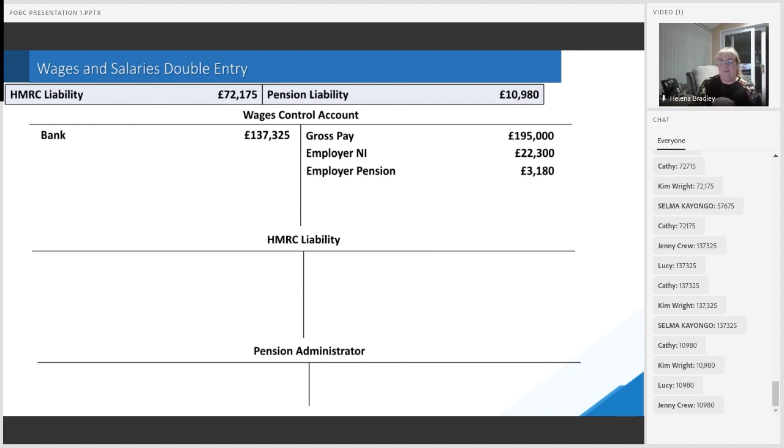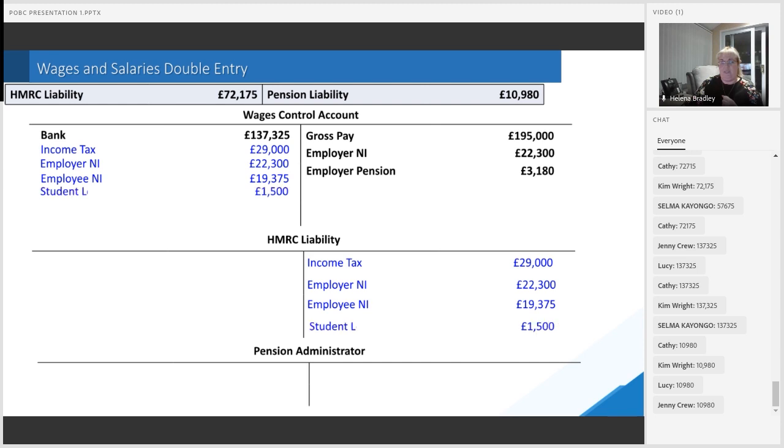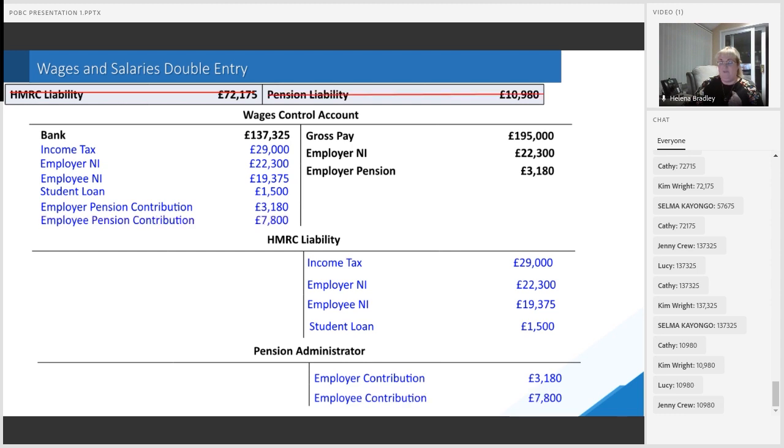The HMRC liability records what I owe HMRC. It's the tax, both NI contributions, and the student loan. So I'll credit the HMRC liability account, and I'll debit the wages control. I'm going to itemize it individually. And last but not least, I need to capture the liability that I have to my pension administrator. And I have both employee and employer contributions.